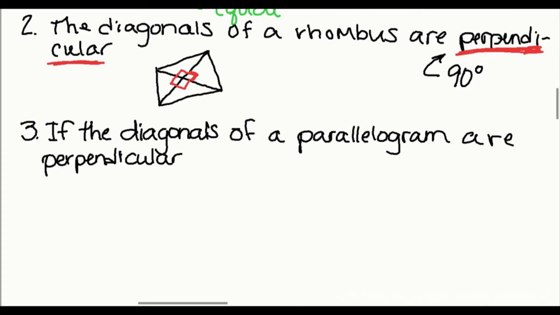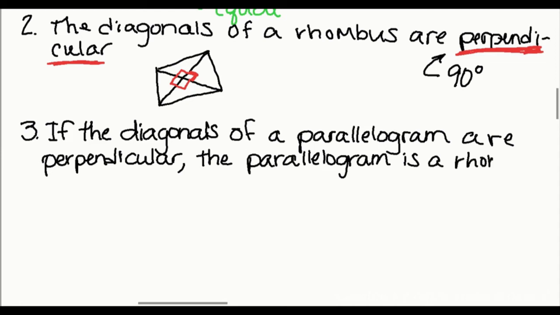So what they're saying is you can work this forwards and backwards. If you have a parallelogram and you find that the diagonals are at 90 degrees, then that means it's a rhombus. And here, if you have a rhombus, then the diagonals of the rhombus are perpendicular. So those ones kind of go hand in hand. Not much to think about or learn there.